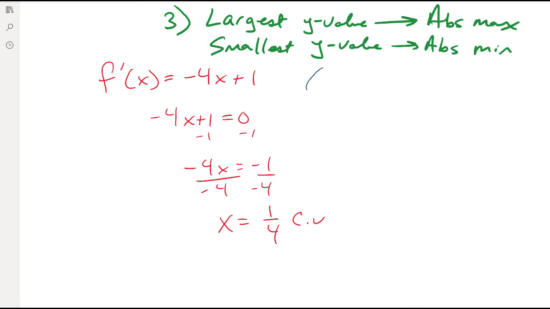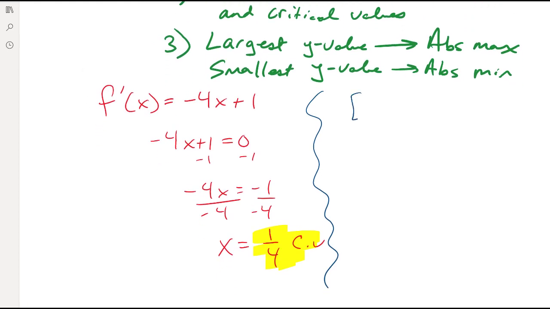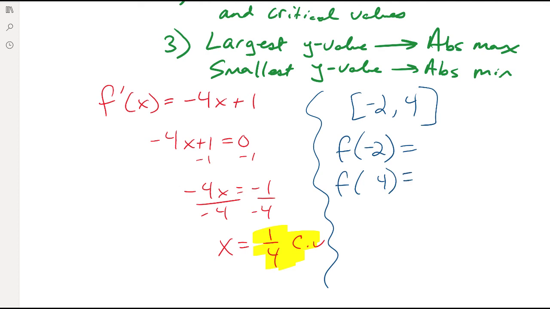Next, we need to take that critical value and our endpoints and plug them into the original function. But let me say this: make sure you only use critical values that are within your specified interval. What do I mean by that? Remember, our interval goes from negative 2 to 4, so we are only concerned with x values between negative 2 and 4. If I get a critical value that's not within that region, I don't test it. So we need to calculate f of negative 2 and f of positive 4, those are the endpoints, and then also evaluate f of 1/4. These will give me the y values for my endpoints and my critical value.